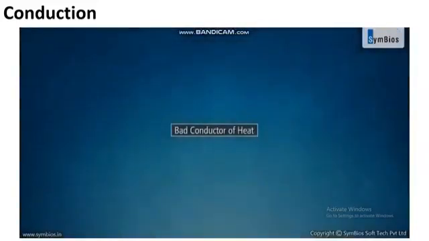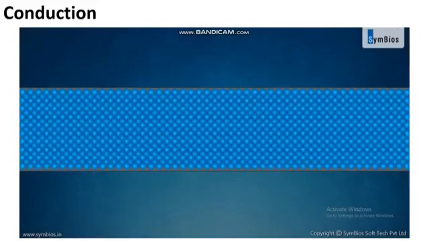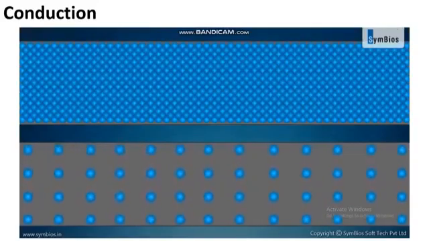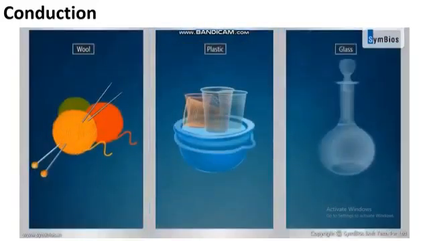Bad conductor of heat. Substances that do not carry heat are called bad conductors of heat or insulators. There is no transfer of heat as atoms might be either too close to have any space for vibration or farther away from each other to allow any transfer of heat to neighboring atoms. For example, wool, plastic, and glass are bad conductors of heat.